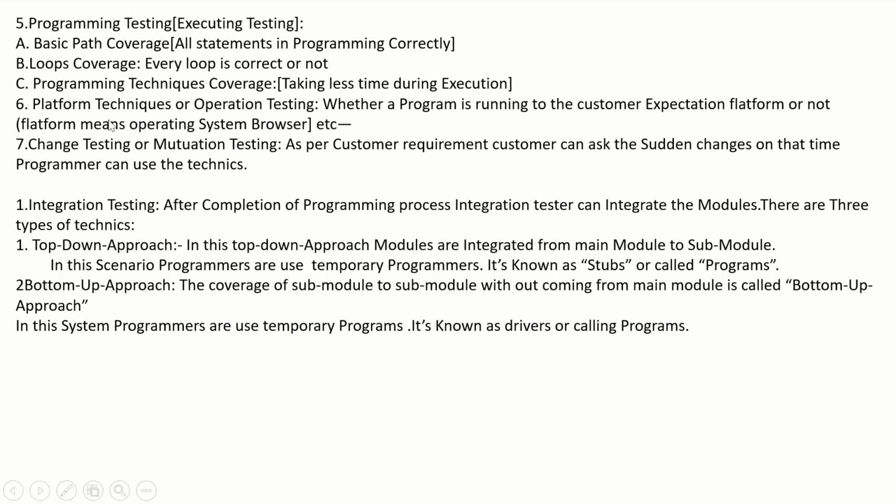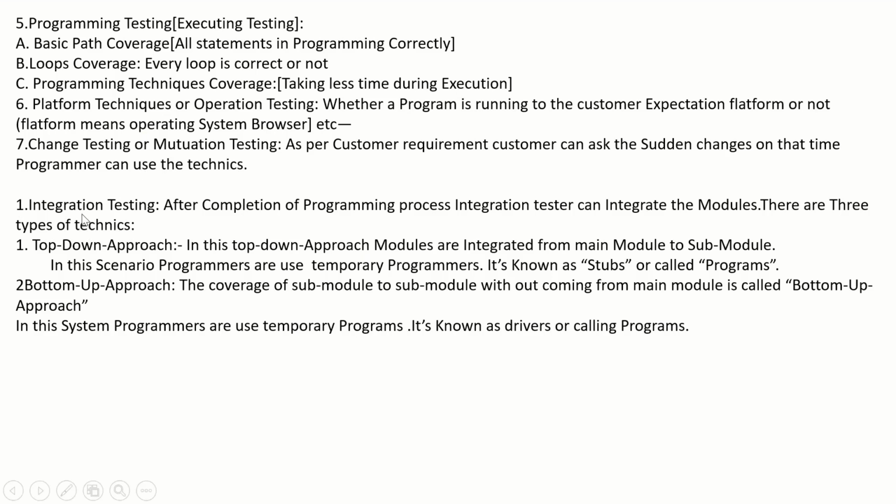Okay, so the sixth point is platform techniques or operation testing: whether a program runs on the customer's expected platform or not. The platform means operating system, browser, etc. Okay, so the seventh point is change testing or mutation testing. As per customer requirement, the customer can ask for sudden changes, and at that time the programmer can use these techniques.